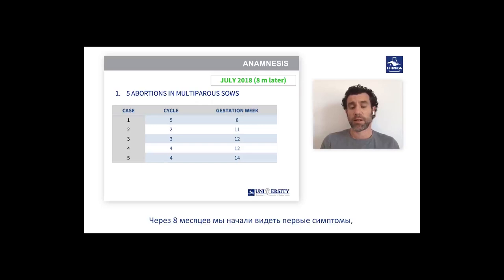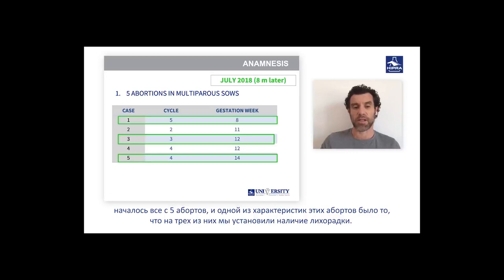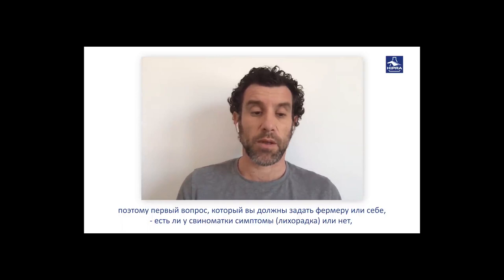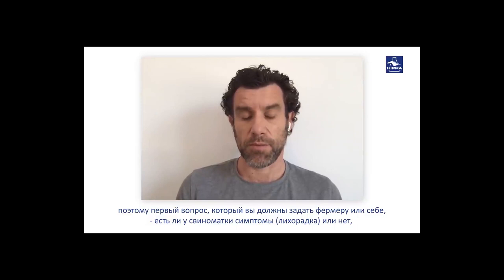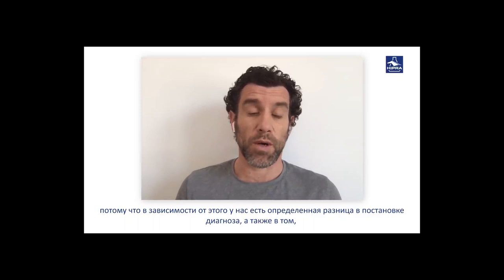8 months later, we began to see the first symptoms. We have 5 abortions, but one of the characteristics of these abortions is that in 3 of them we can see fever. That point is very, very important to analyze the abortion in a farm. So the first question that you have to ask the farmer or yourself is if the sow has symptoms or not. Because depending on that, we will have some differential diagnosis or another one. Depending on that, we have to take some samples or others. We are going to see this later.